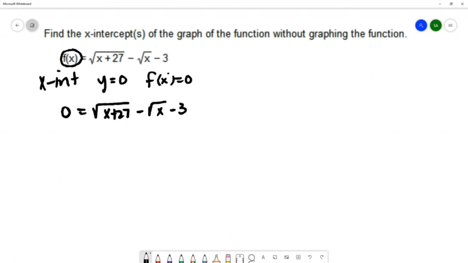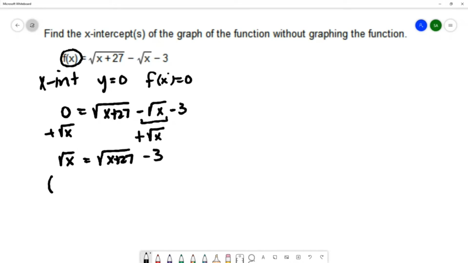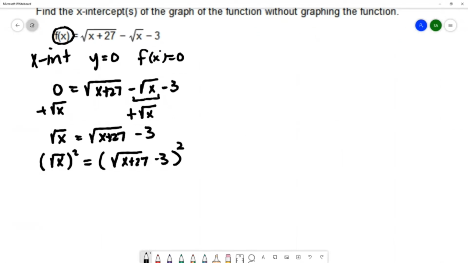So we're going to start by isolating this radical here. I first want to add it to both sides, so that it'll be isolated on the left. And once you have it isolated, then you're going to square both sides to get rid of it. I'm going to square the left and square the right. On the left, the square and the square root are opposites, and so they cancel each other out, leaving you with x. But on the right, this will get a little bit messy.